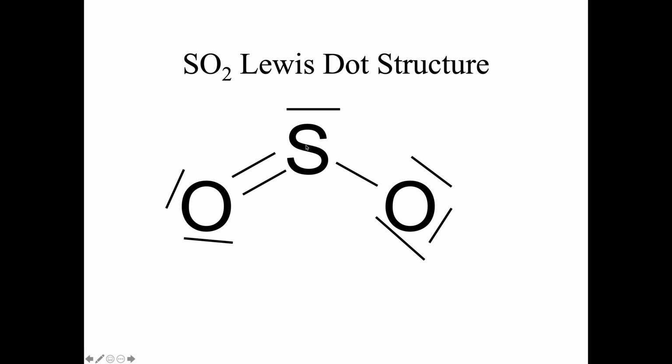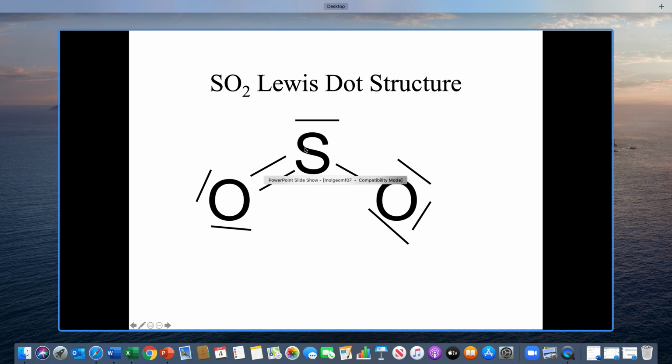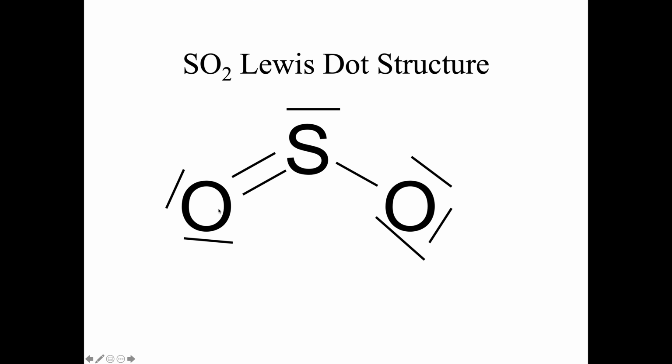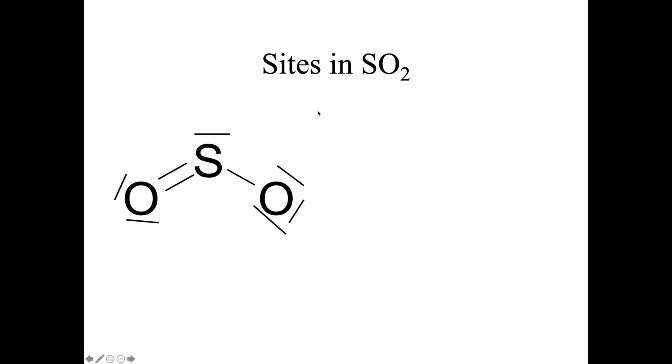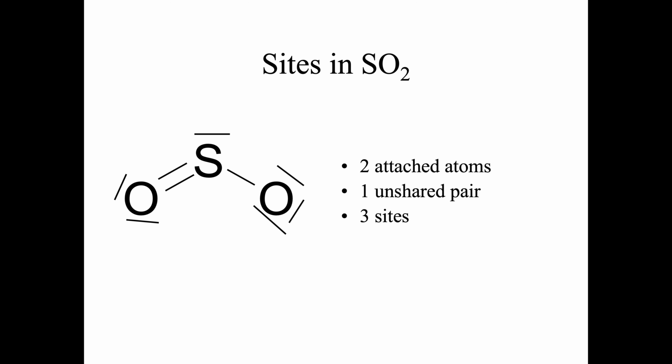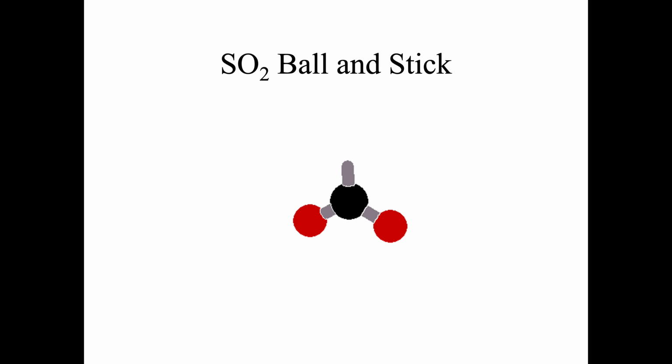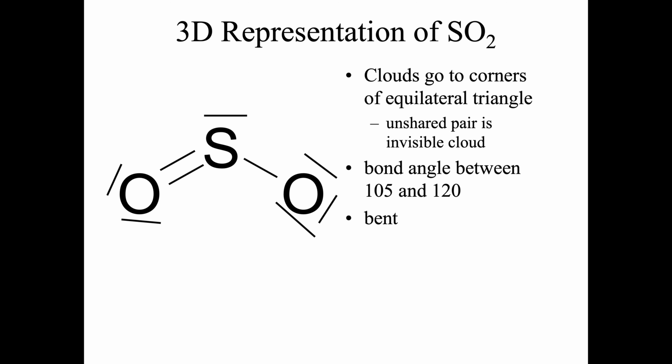Okay, in this case, we're going to look at the sulfur here. The sulfur has 2 attached atoms and 1 unshared pair. 2 attached atoms, 1 unshared pair. That means that there's a total of 3 sites. 3 sites, the clouds are going to be trigonal planar, but we have an invisible cloud. So imagine a triangle and you take 1 corner off. Okay, the molecule is going to be bent.